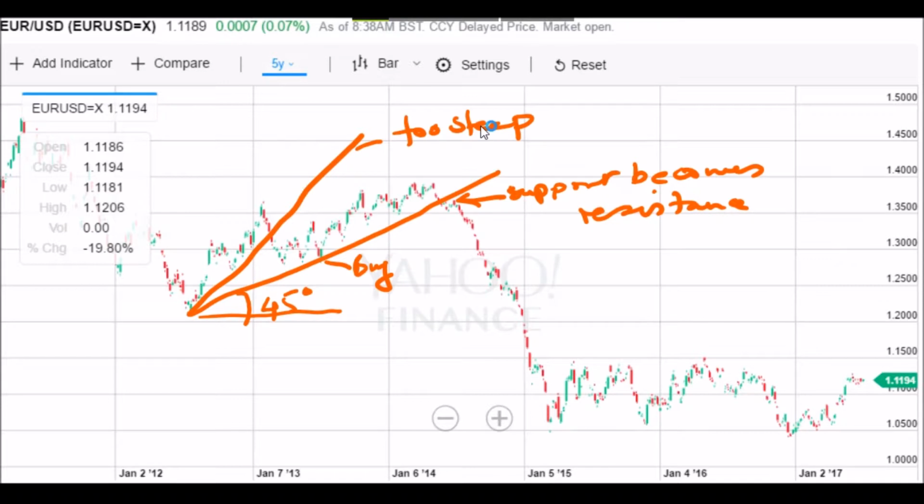So you don't connect the closing prices to create the trend line. That's a mistake some traders do. You create the trend line to include all the price action. So that would be connecting the lowest prices.